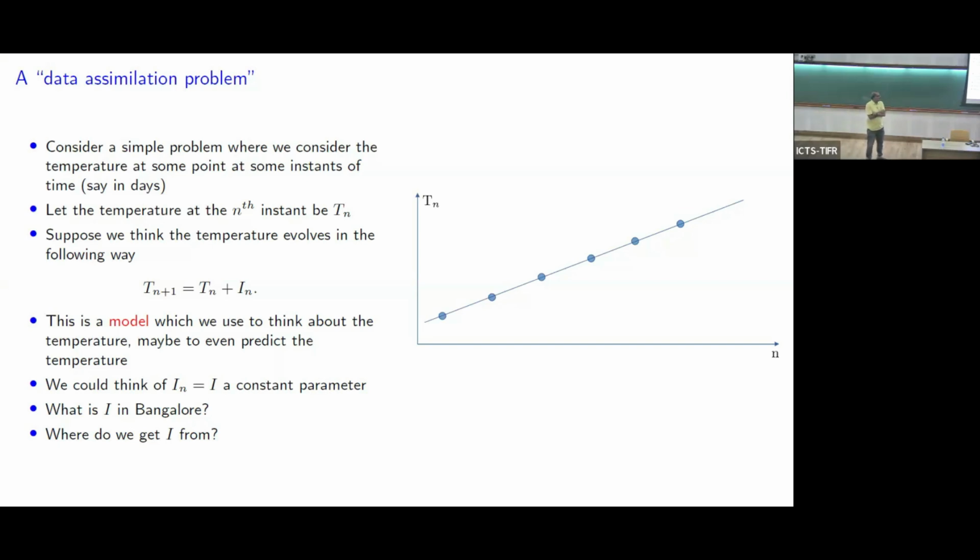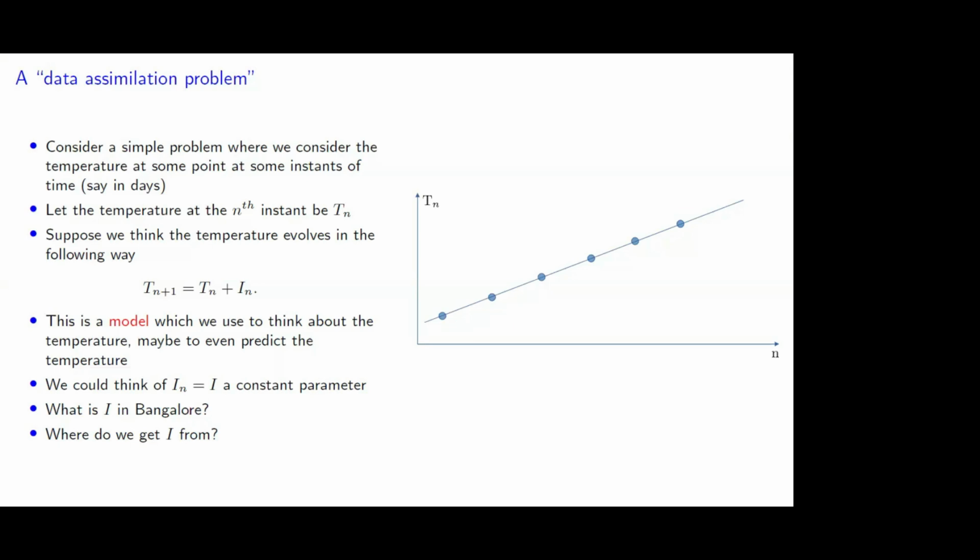So what is this? This is a model. We are thinking about temperature using a mathematical model, an equation which says that the temperature at day n plus 1 is the temperature at day n plus some increment In. You might be using models like this in your work, for data assimilation, things like that.